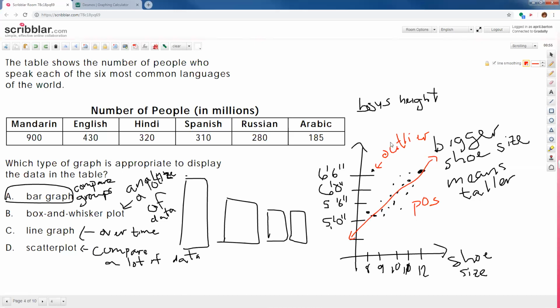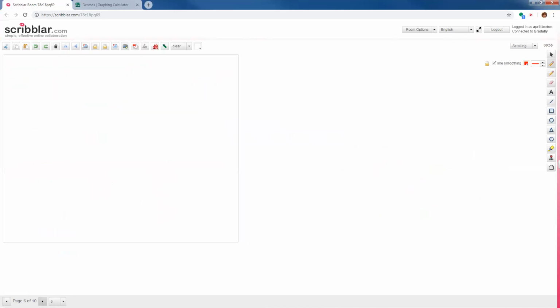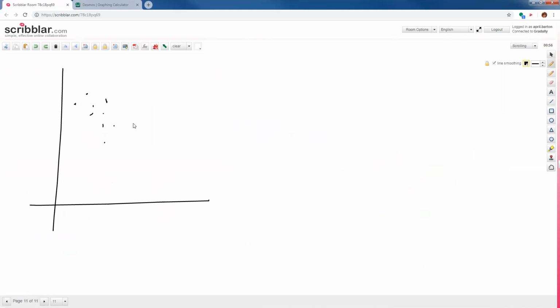I'm gonna go to a blank page because I ran out of room. And there's negative trends. Maybe you have a bunch of data where you're actually going down. You have a bunch of dots, and for the most part, it's grouped together. You're going down and to the right. You could put a line in the middle. This would be a negative trend. Or they might say the word negative correlation.